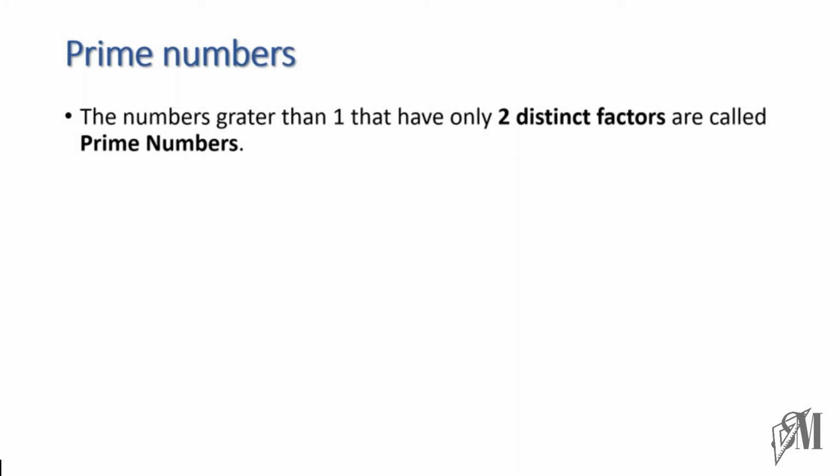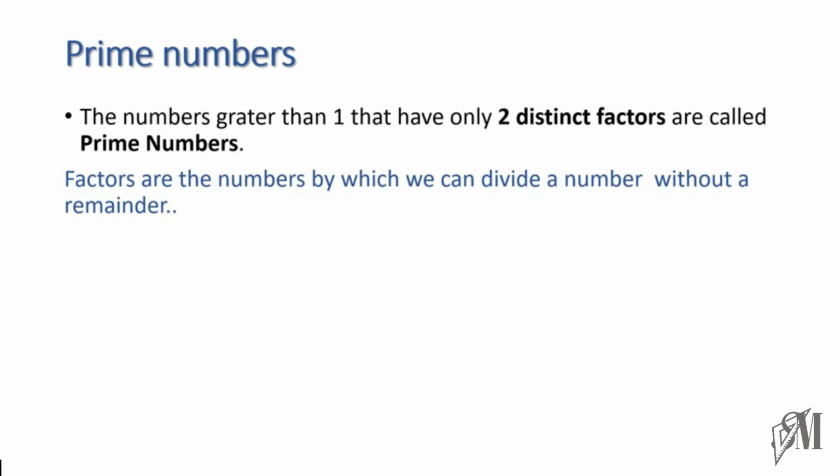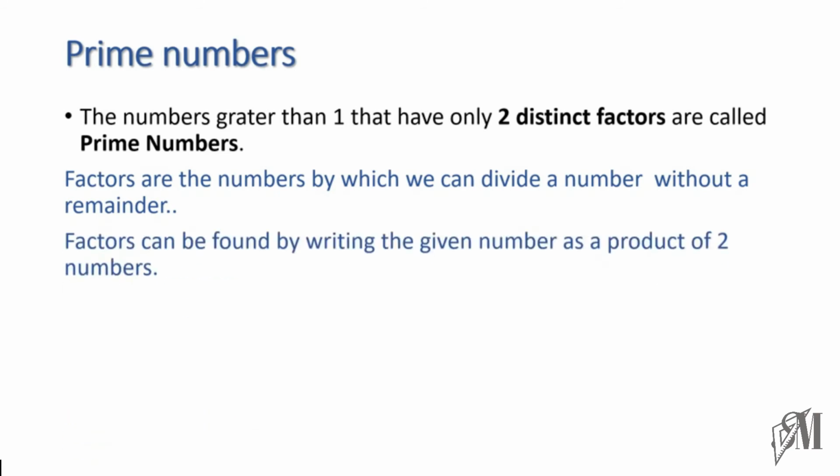Now, you might think, what is a factor? Remember, factors are the numbers by which we can divide a number without a remainder. And at the same time, you can find factors by writing a number as a product of two numbers. Let us see how to do that.